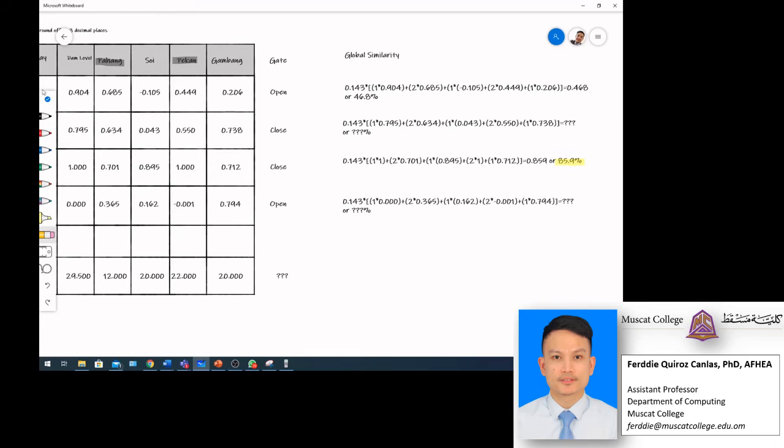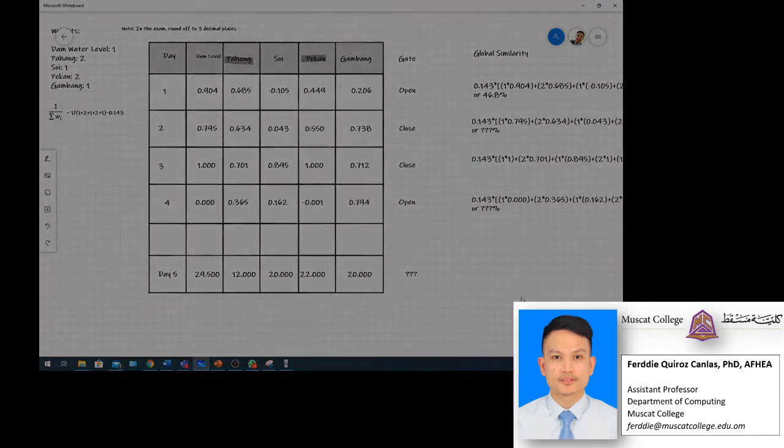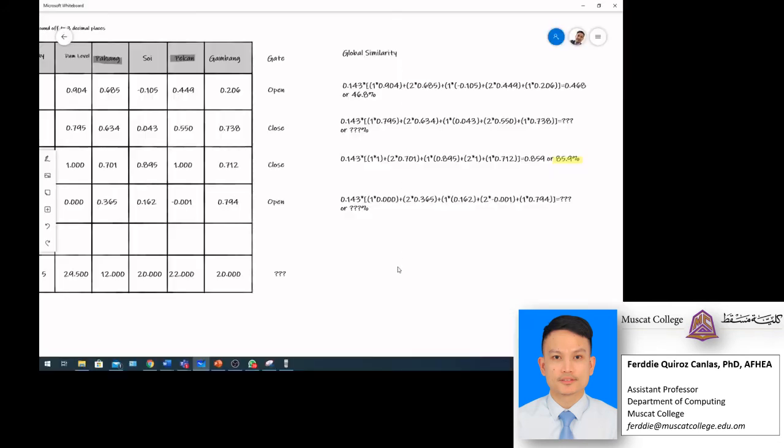So Najla, tell me dear when you're ready, okay? For day 2. So you have to take note. Let me write a note again here. Global similarity is the basis for decision.